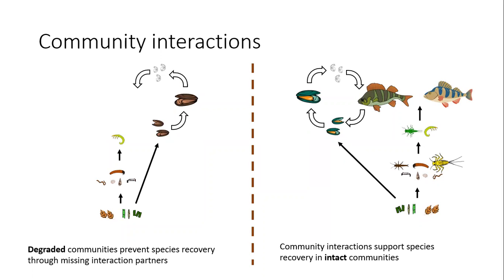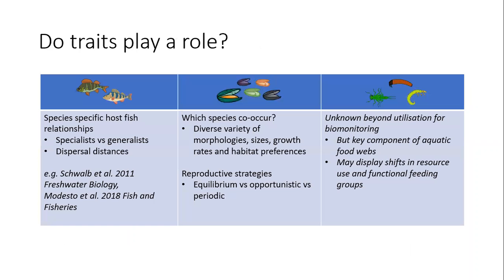And that's what I'm going to focus on here, as we need to understand both the trophic and life cycle interactions taking place. To utilize such interactions for individual species, we also need to understand how species traits play a role here. Host fish display known traits that affect mussels, such as host fish specificity for the host fish mussel relationship, as well as the dispersal distances of host fish. Mussels also have diverse assemblies and traits, such as differences in morphology, size, growth rate, and habitat preferences, as well as displaying different reproductive strategies, such as equilibrium, opportunistic, or periodic strategies. And so understanding the traits of persistent species can inform the conservation of other species.